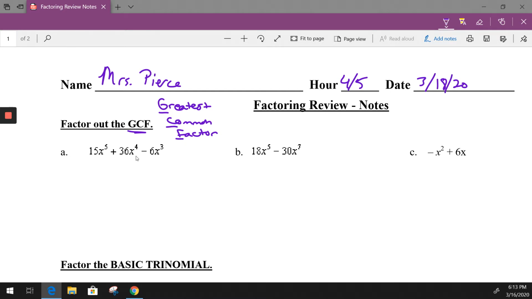As far as the variables, they all have an x. This one has an x to the 3rd, which means there are 3 factors of x in it. This one has an x to the 4th. This one has an x to the 5th. Since you cannot take out more factors than one of the terms has, x to the 3rd will be the largest amount of x's that we can factor out. So the greatest common factor then is 3x to the 3rd.